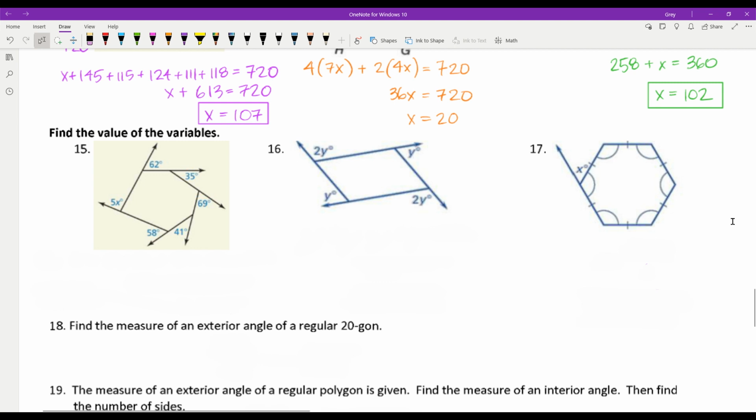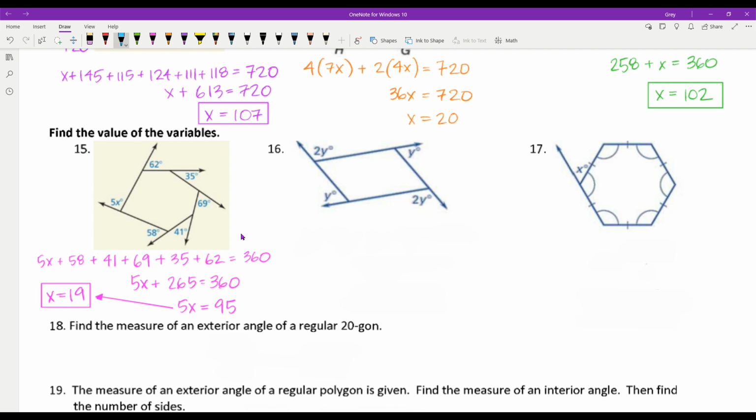These are exterior. So the exterior, like I said, can be a little bit easier. Regardless, I know that all the exterior angles always add up to the same number, so it's easier to deal with. So I'm going to take 5x plus 58 plus 41 plus 69 plus 35 plus 62, and that equals 360. Add those numbers up. 5x plus 265 equals 360. 5x equals 95, and x equals 19.